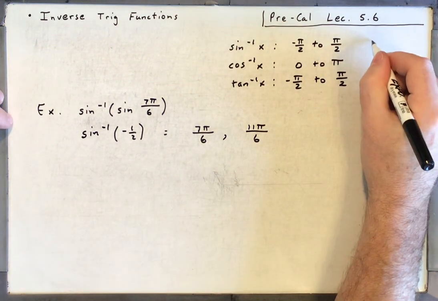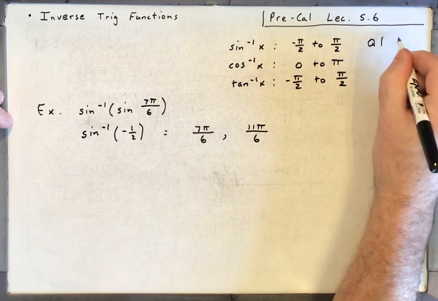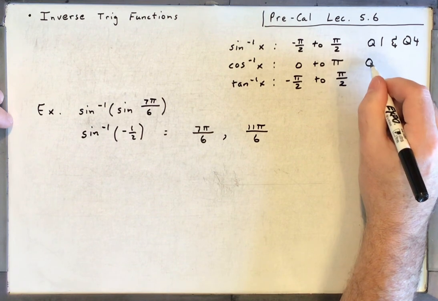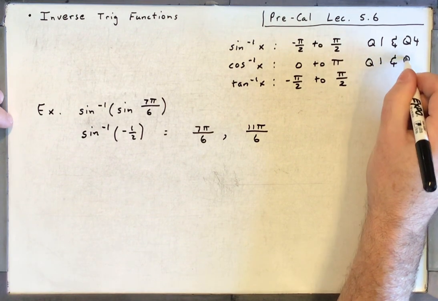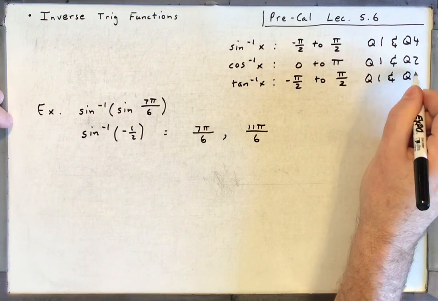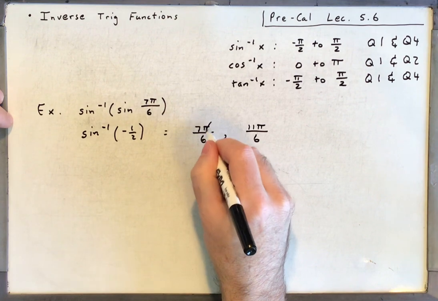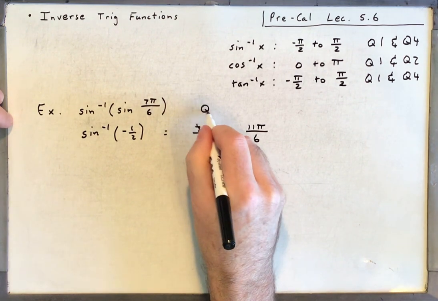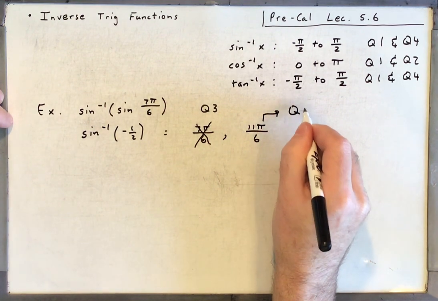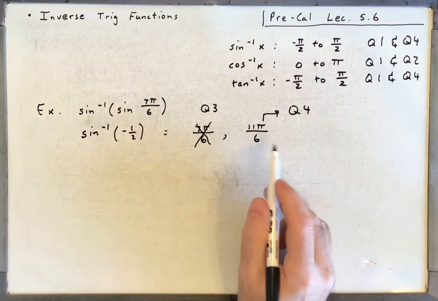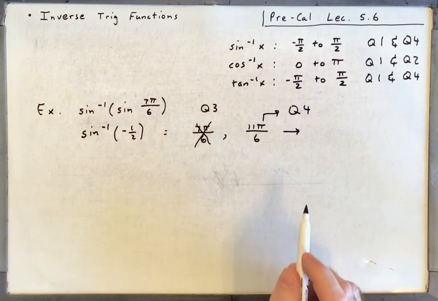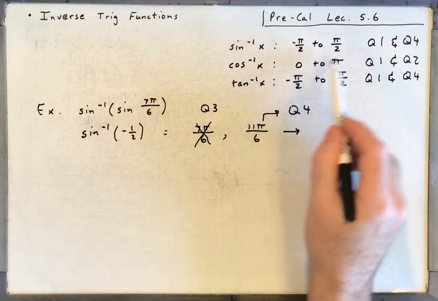Well, we know for sine that our answers have to be in quadrant 1 or quadrant 4. For cosine, quadrant 1 and quadrant 2. For tangent, quadrant 1 and quadrant 4. So we know this is in quadrant 3, so that one is out. This 11 pi over 6 is in quadrant 4, but we can't report it as 11 pi over 6. We have to report it as a negative angle to get it within this.